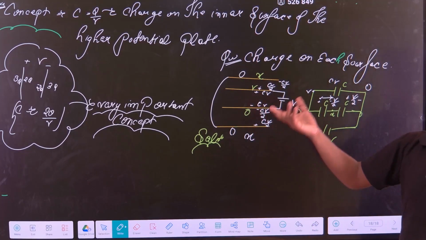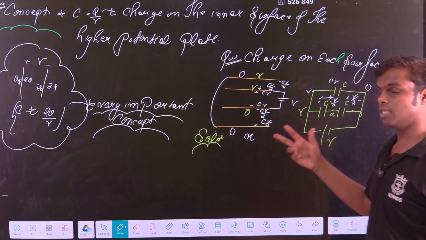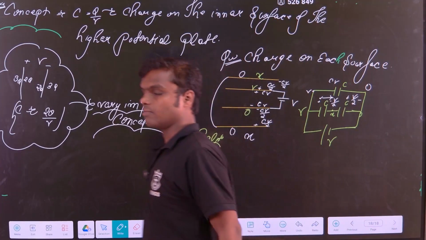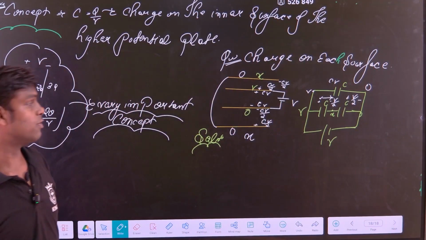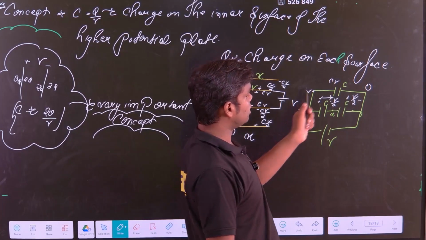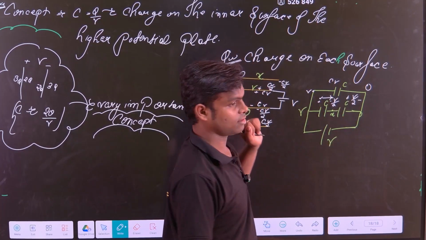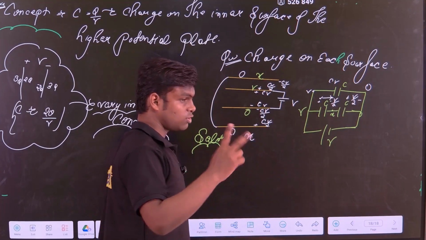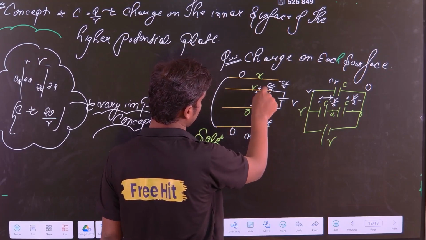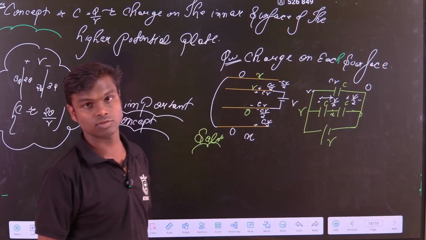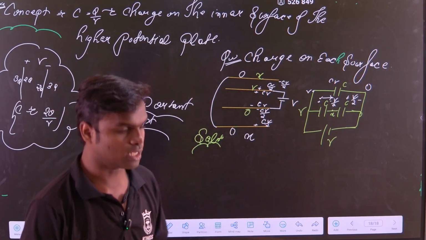If it asks, we can do the calculation, but it will be a lengthy calculation. Why? Because you have to first make the circuit, then you have to calculate the potential, and then you have to apply this thing. Just remember that whatever the charge you are getting, that is the charge on the inner surface of the plate. Okay, that will be the charge on the inner surface of the plate. Clear? Are you getting my point?